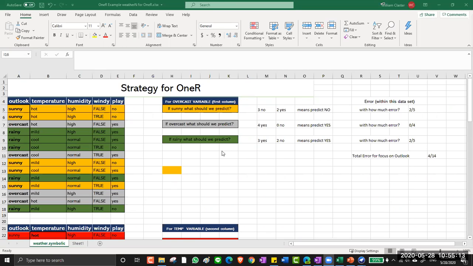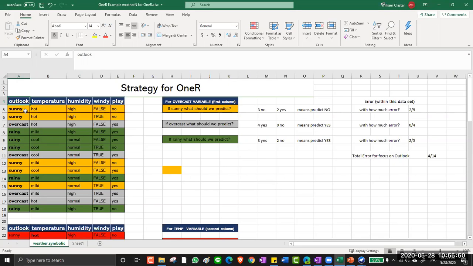So that's outlook, temperature, humidity, and windy. So let's start with outlook. It's the first one in the first column. So what we do is we look at the different possible values of outlook. What are the different possible values that outlook can be? Sunny, overcast, and rainy. Yeah, only 3, right?